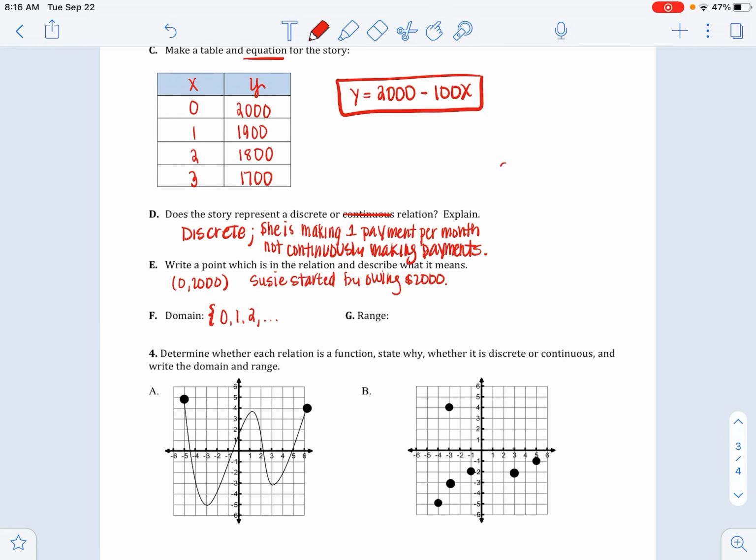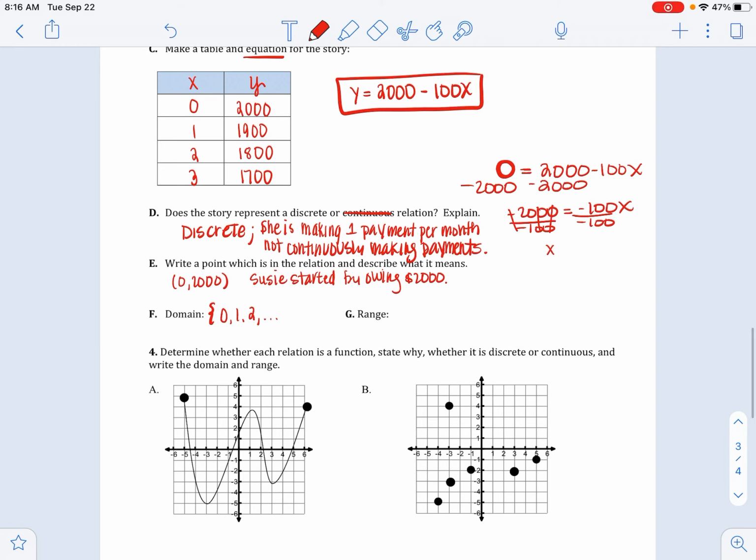When is she going to be done? Okay, so I want to know when her balance is 0. I want to know when y is 0. So I have 2,000 minus 100x. Subtract 2,000 from both sides. Negative 2,000 is equal to negative 100x. Divide by negative 100. The negatives cancel. So 20. x equals 20. That means that she will have it paid off in 20 months. So I know I have to go up to 20 and then end that with a curly bracket.